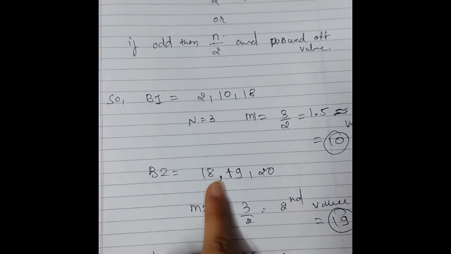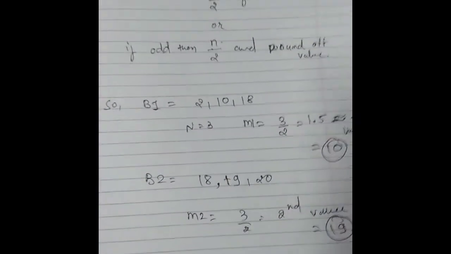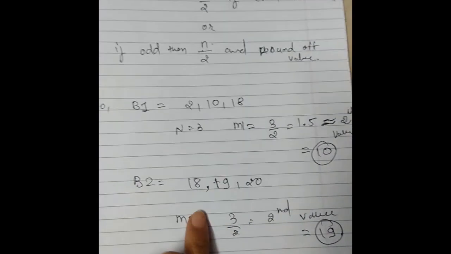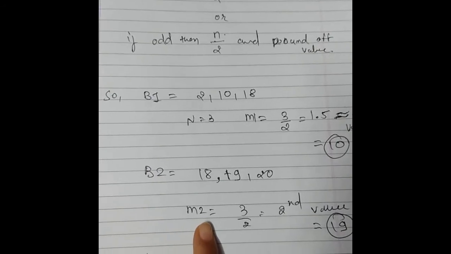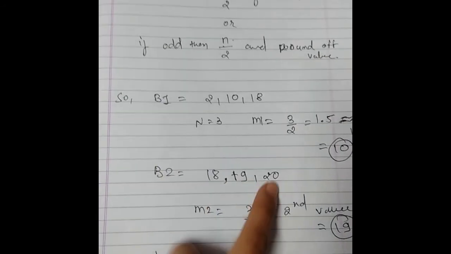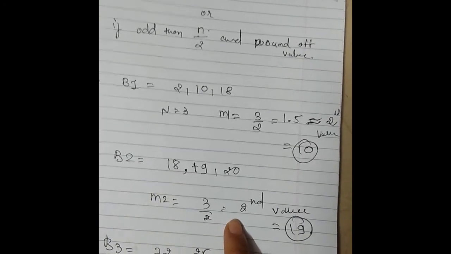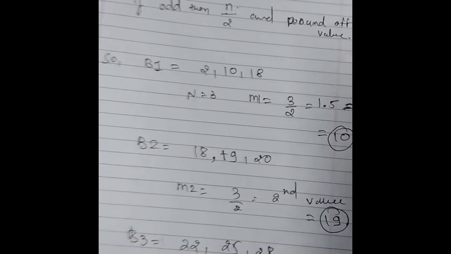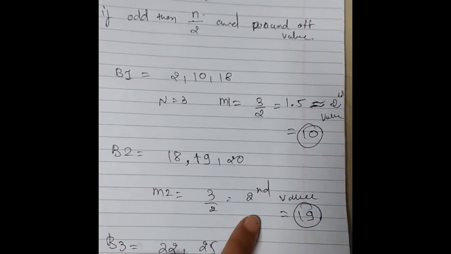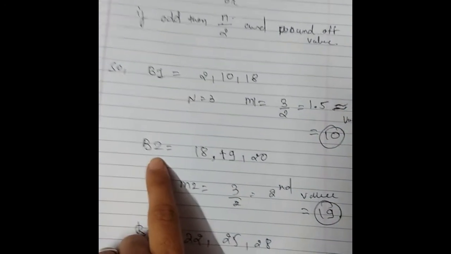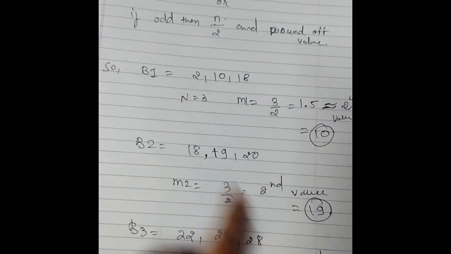Same as in bin 2, we have three values: 18, 19 and 20. We can also find the median with n divided by 2. We have 3 data points, so 3 divided by 2 is 1.5, and by rounding the value, it becomes the second value. So in bin 2, the second value is 19. So the median value becomes 19.